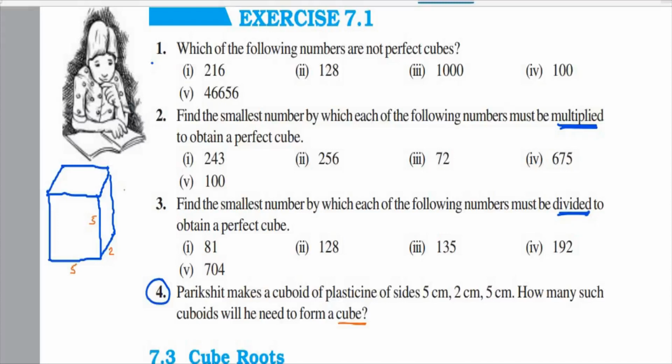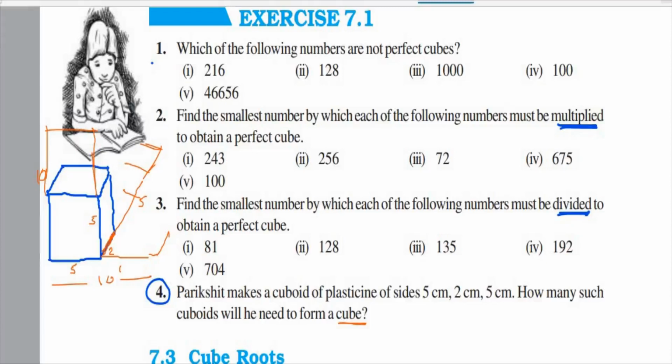Think of it. See, if I put 2 cuboids here, one more here, I'll get total 10. Total will be 10 centimeter. If I put another one up here, see, one more up here, I'll get height of 10 centimeter. And up here it is only 2 centimeter, so I'll have to put 5 more, right? 5 more. I'll have to put 5 more to this. So you see now how many cuboids will be required.